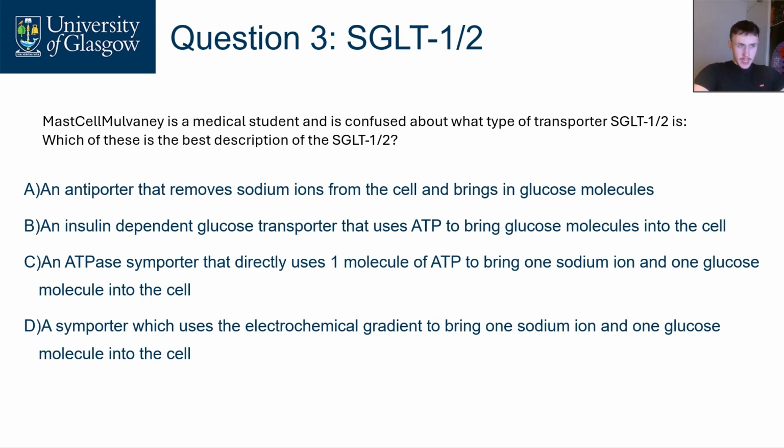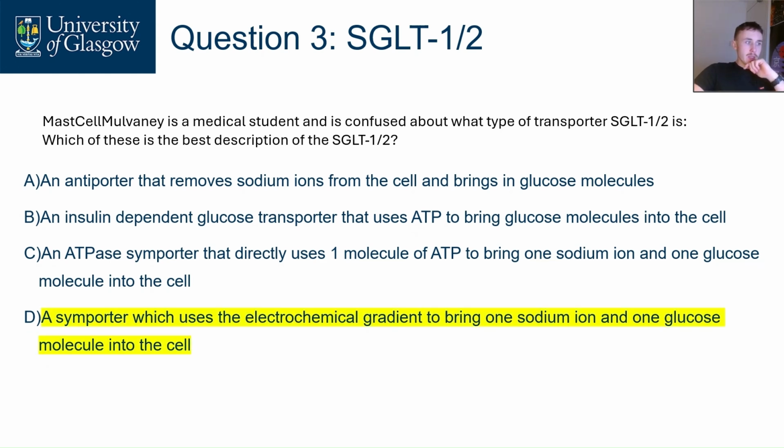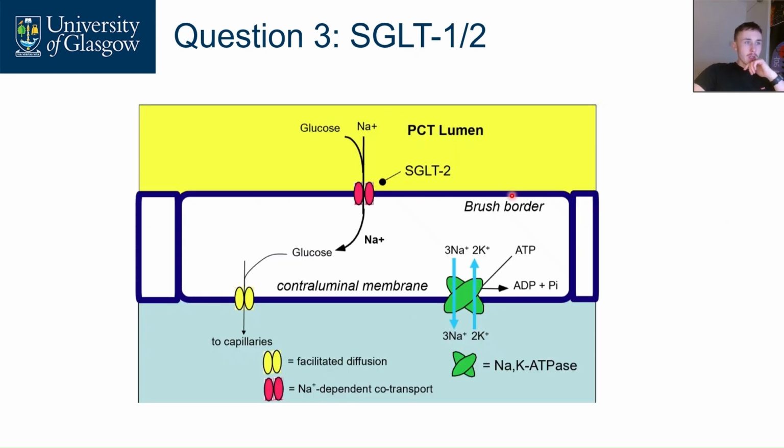So I mean, this is a case of knowing it really. If you don't know it, this is not going to be easy. So the answer is D, it is a symporter which uses the electrochemical gradient to bring 1 sodium ion and 1 glucose molecule into the cell. So here's a diagram. So this is in the proximal convoluted tubule of the kidneys. So blood gets filtered, filtrate leaves Bowman's capsule, comes into the PCT. It's got loads of sodium, loads of glucose.